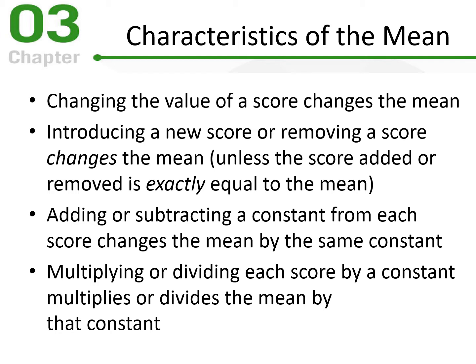If I add or subtract a constant from each score, that changes the value of the mean by the same constant. So if I add 3 to each score in your data set, then I have to add 3 to the mean. If I divide each score by 2, then I have to divide the mean by 2. You have to do it to every score, though. It must be consistently applied. And that's the same with multiplication and division. So whatever you're doing to every score, you're going to do the same thing to the mean, whether it's addition, subtraction, multiplication, or division.